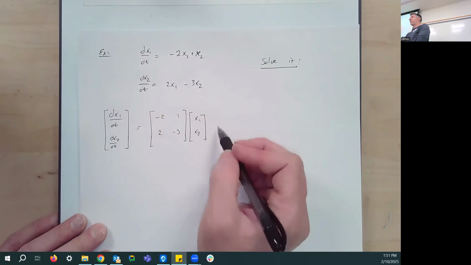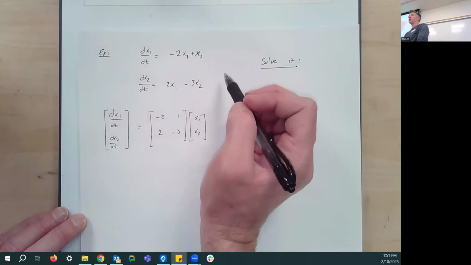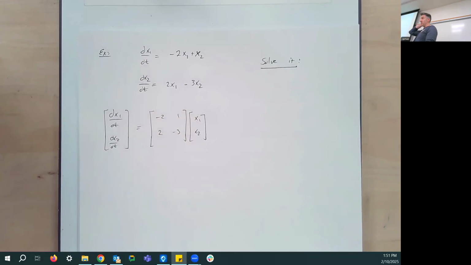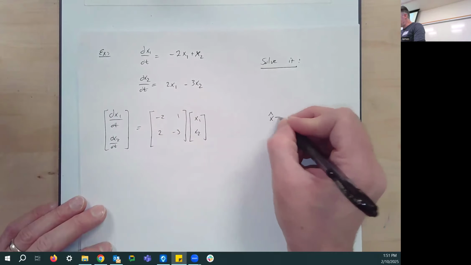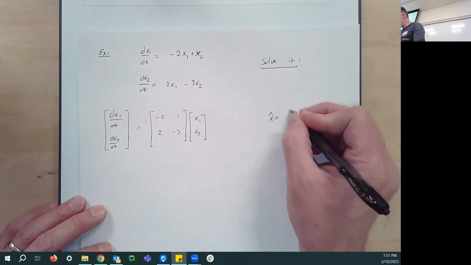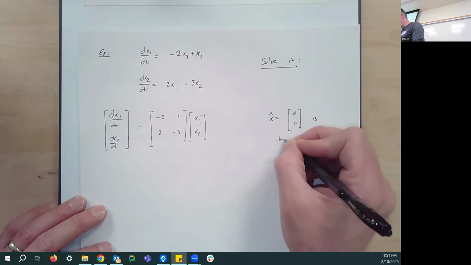If there was some other piece I had to add on out here, like a plus 5 up here or something, then it would no longer be homogeneous because 0, 0 wouldn't be the equilibrium. But here, this is a reminder to everybody, x hat equal to 0, 0 is the only equilibrium.